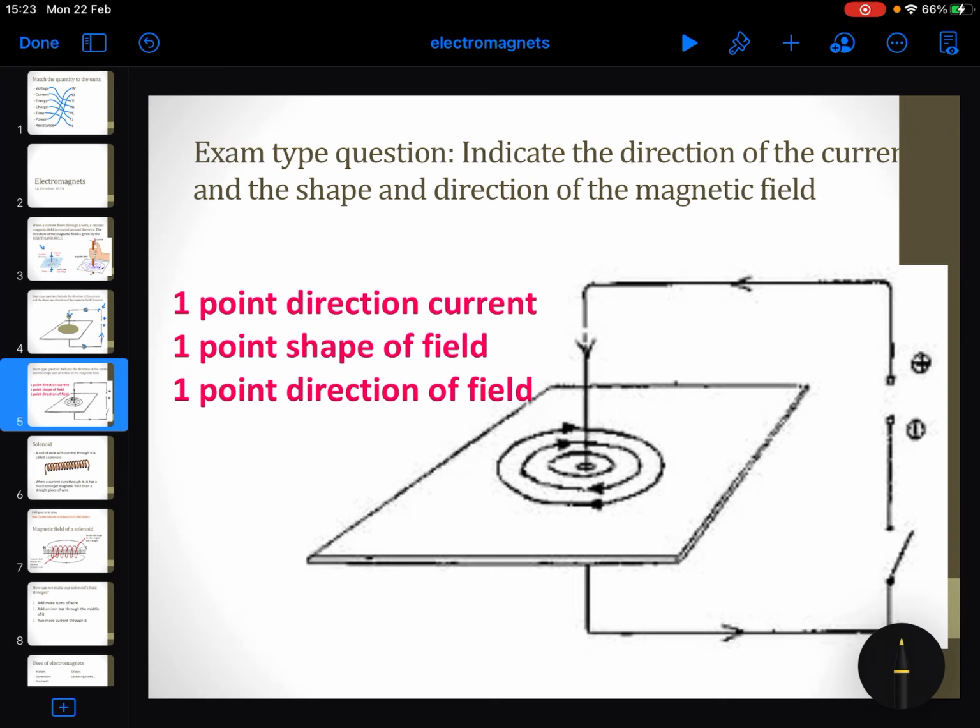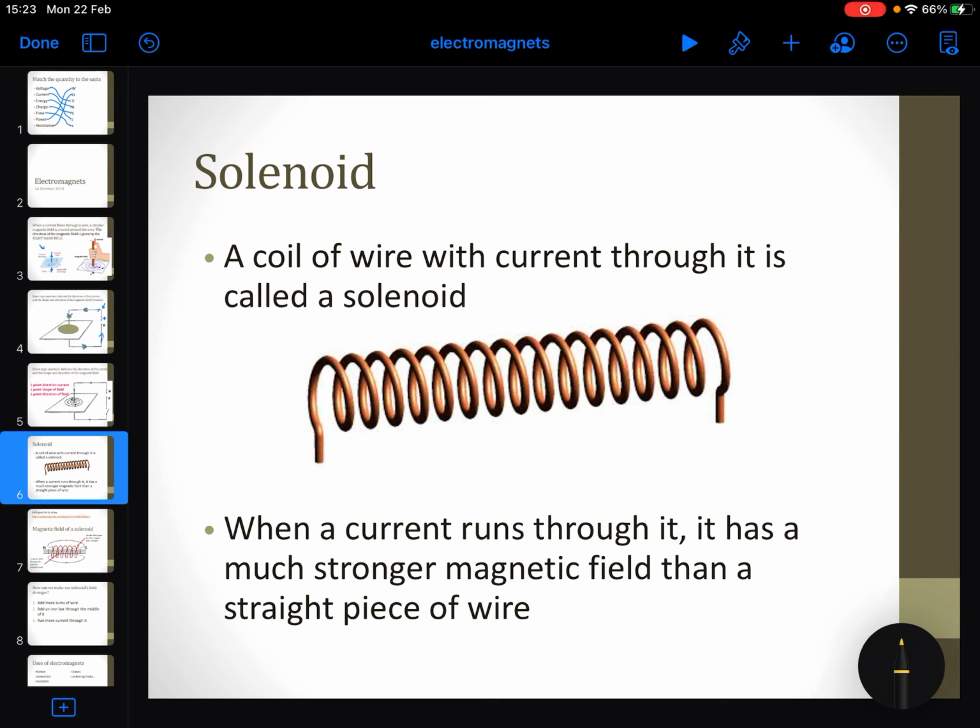Every time a current flows through a wire, you create a magnetic field. If you just have a single piece of wire, it won't be a very big magnetic field. Sometimes I want a large magnetic field. So if that is the case, I need to use something called a solenoid. A solenoid really is just a coil of wire with current running through it. It has a much stronger magnetic field than a straight piece of wire. So just one single straight piece, tiny magnetic field. Put a solenoid together, you get a much stronger one.